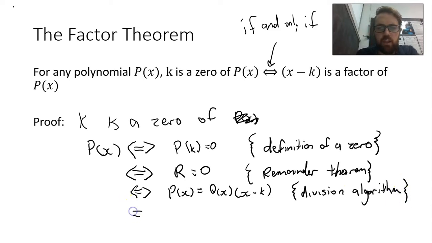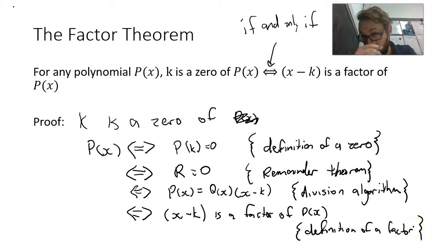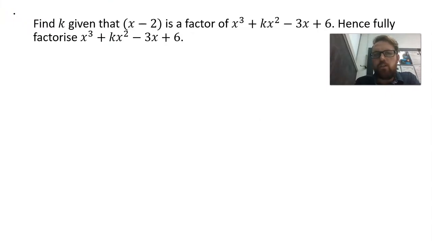And also if and only if x minus k is a factor of p of x. All right, now the reason for that is because that's the definition of a factor. All right, now as a student, when I saw this kind of stuff, I was like, what does that mean? So that's why we'll have a look at an example, but that's a quick little proof of the factor theorem.